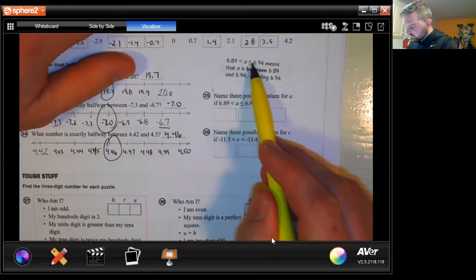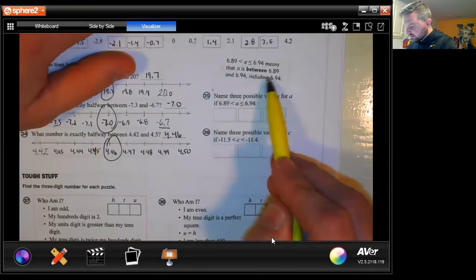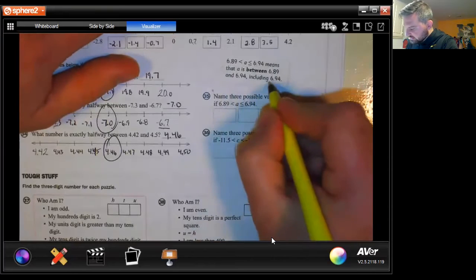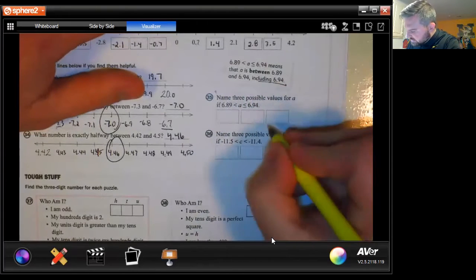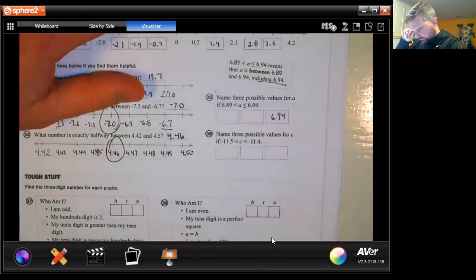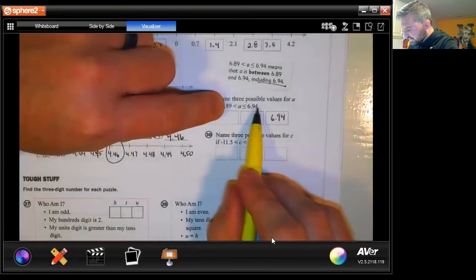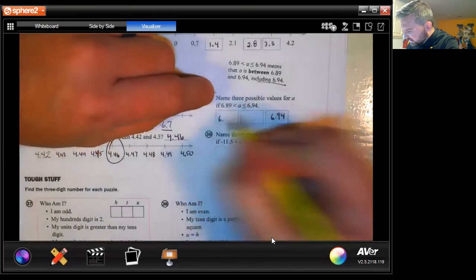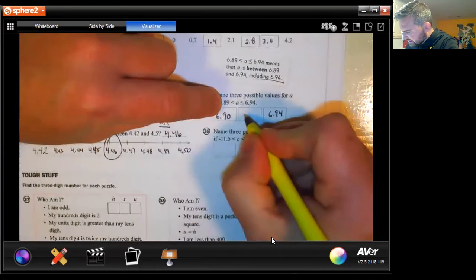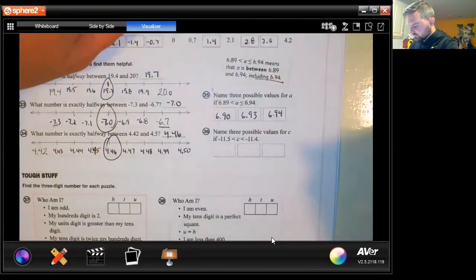6.89 less than A less than or equal to 6.94 means that A is between 6.89 and 6.94, including 6.94. So 6.94 can be on that list because it's got that little equal sign to it. If we ignore the 6's, you need a number between 89 and 94. So 6 point and then a number between 89 and 94. 90 works. And then 6 point, and then pick a number. We could say 93.